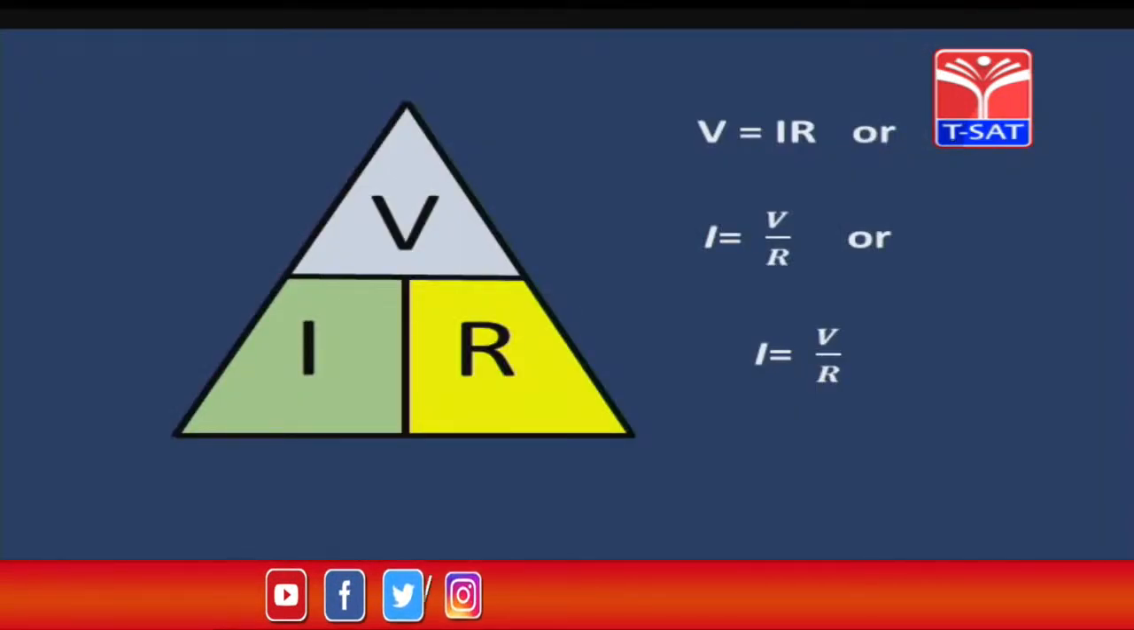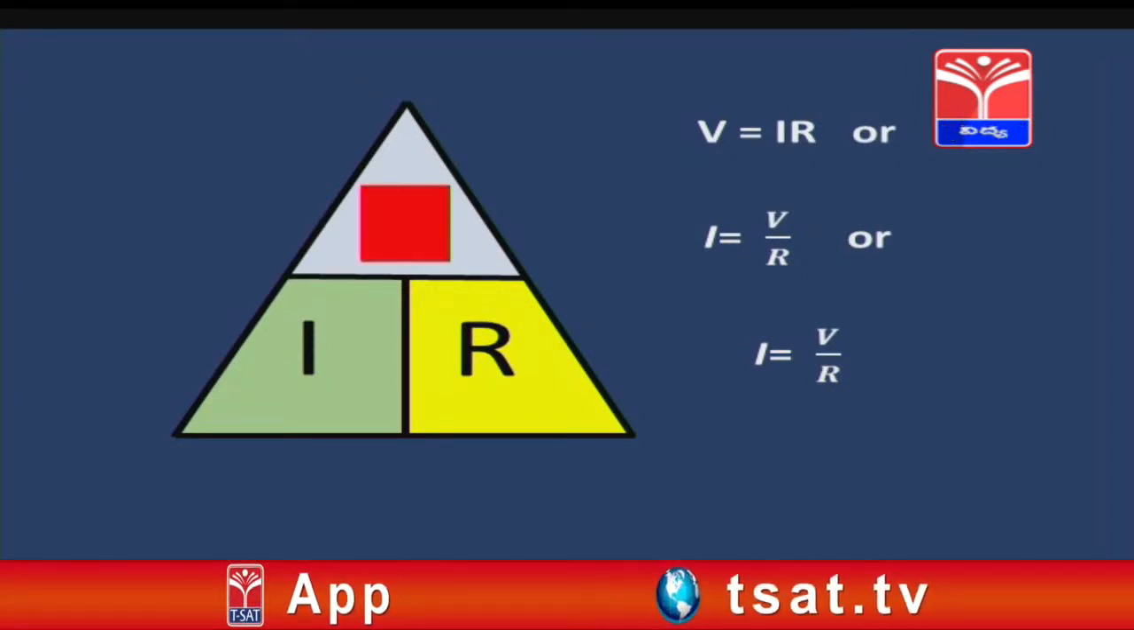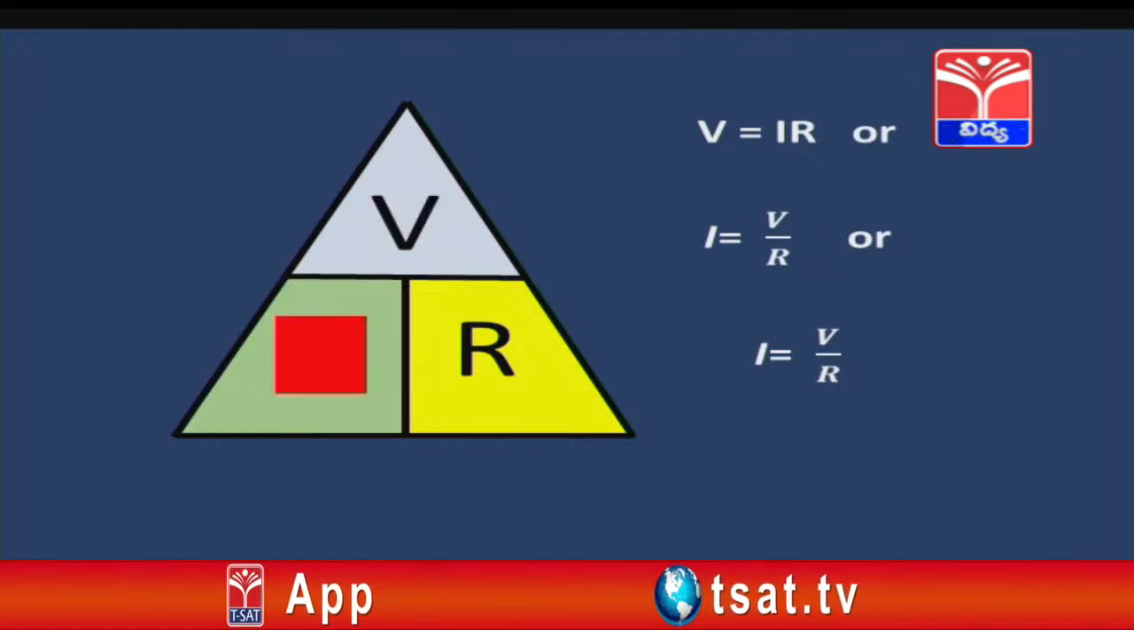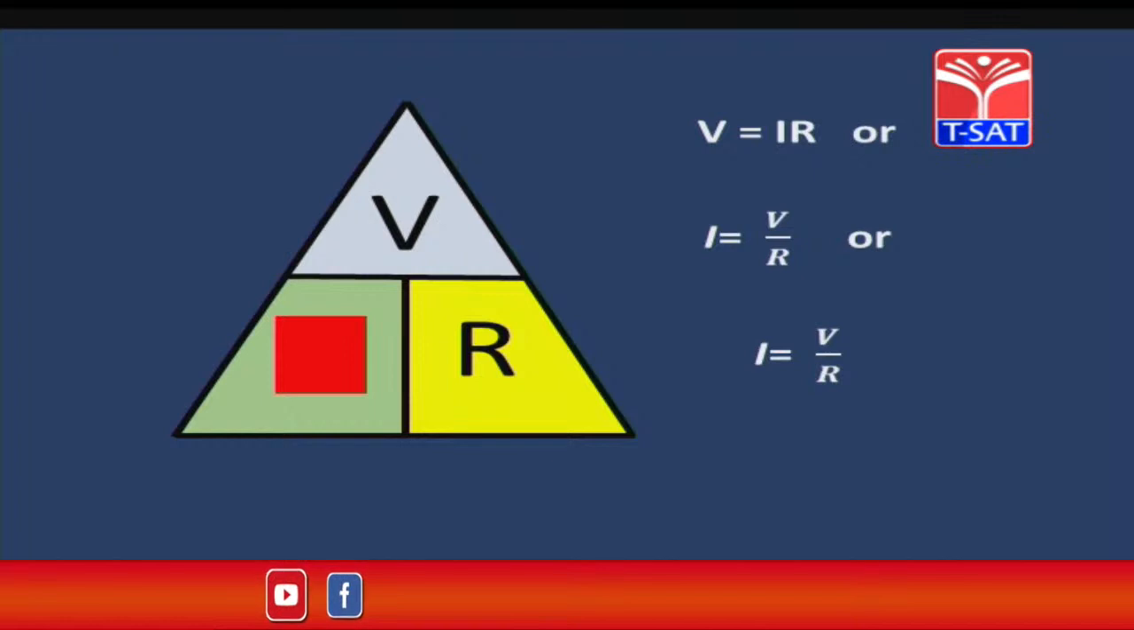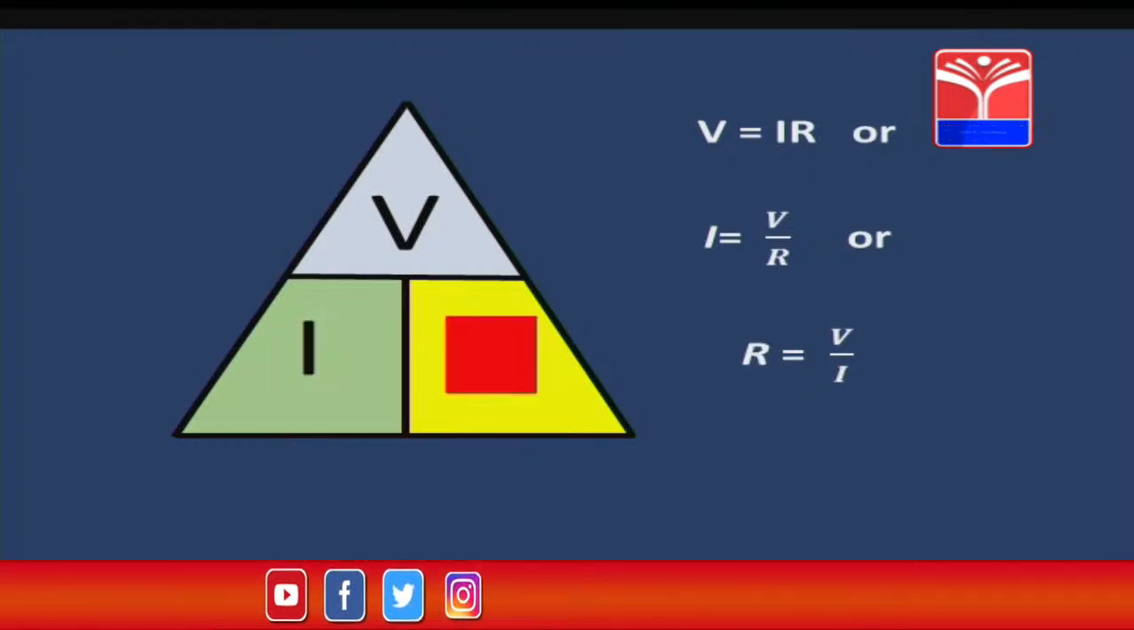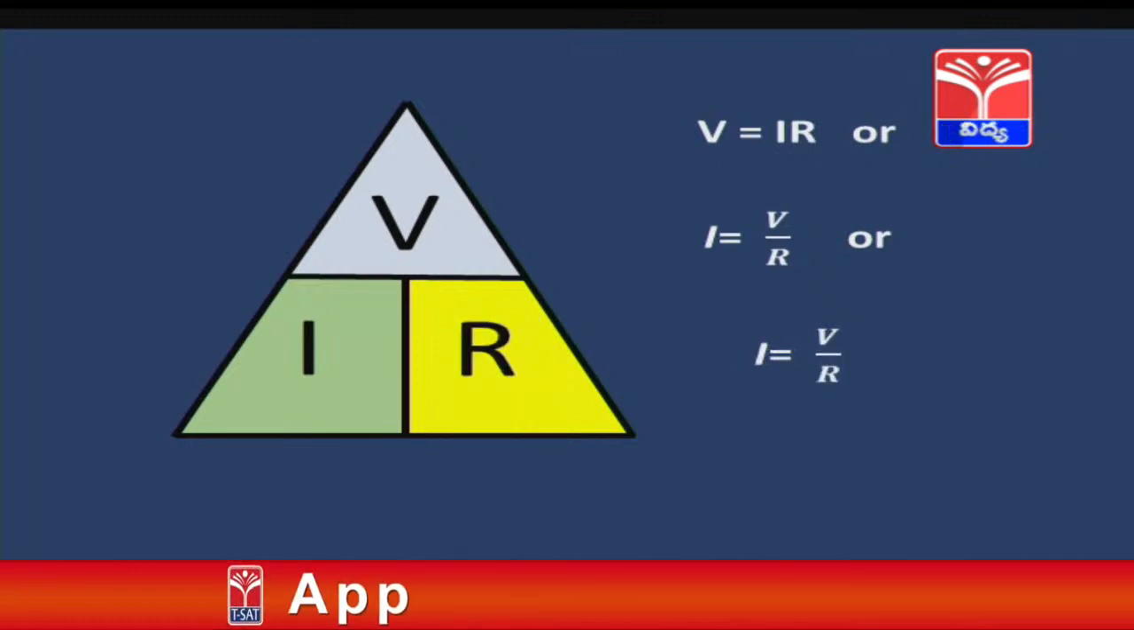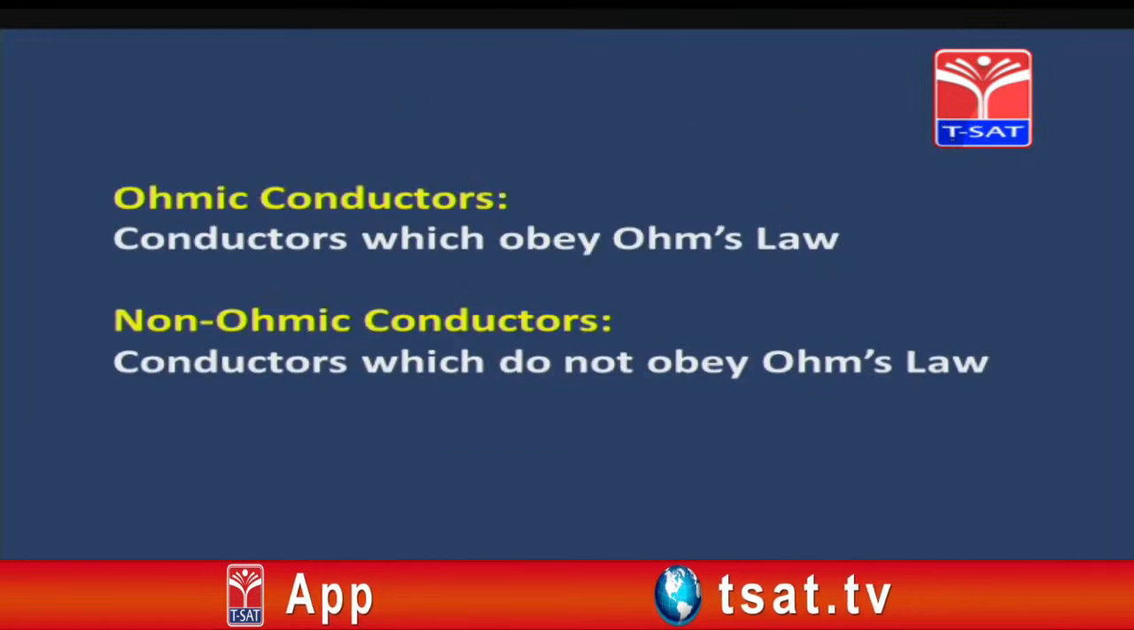For Ohm's law, we have a triangle where you can find out whichever quantity is not known. When you want V, close V, we get the formula V equal to IR. If you want I, then close I, you get I equal to V by R. If you want R, close R, you get R is equal to V by I. With this triangle, you can find out the unknown quantity.